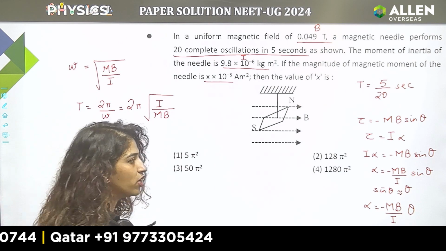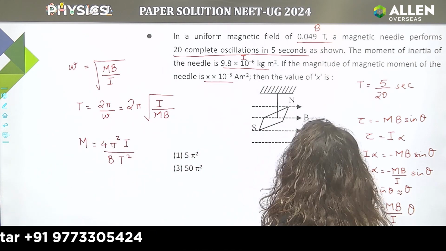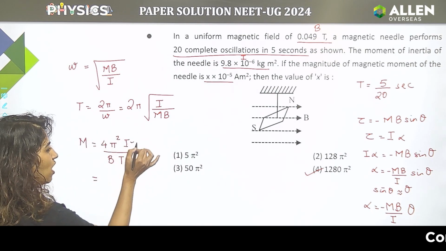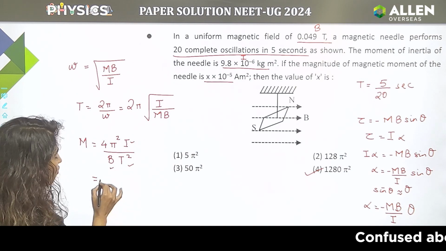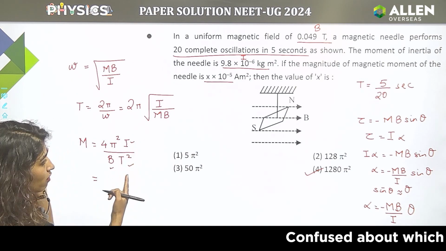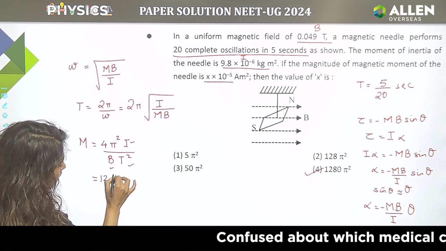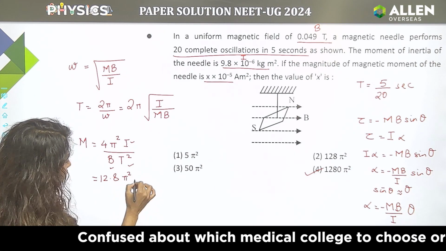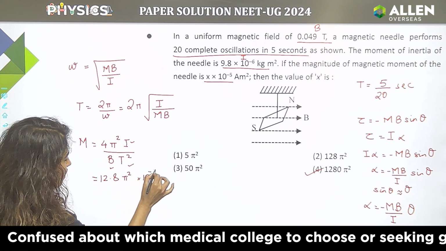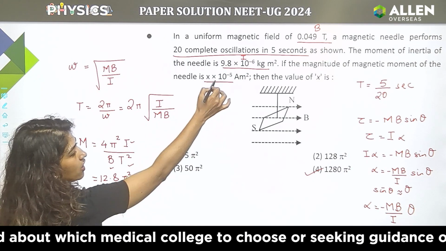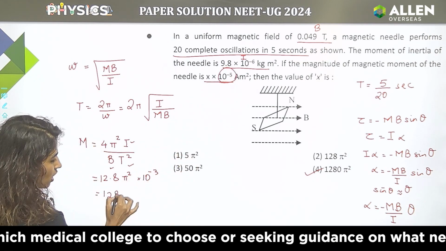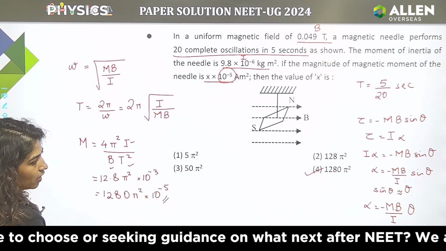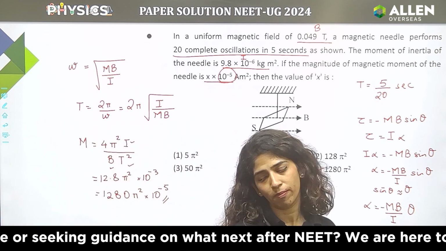So by substituting this value here, you get something like this. You have to just substitute the value of I, substitute the value of T, substitute the value of B, whatever the value is given, and you will end up getting something like this, pi square into 10 raised to minus 3, which you will now write in this form, 8 0 pi square into 10 raised to minus 5. And that's how your answer is 1280 pi square.